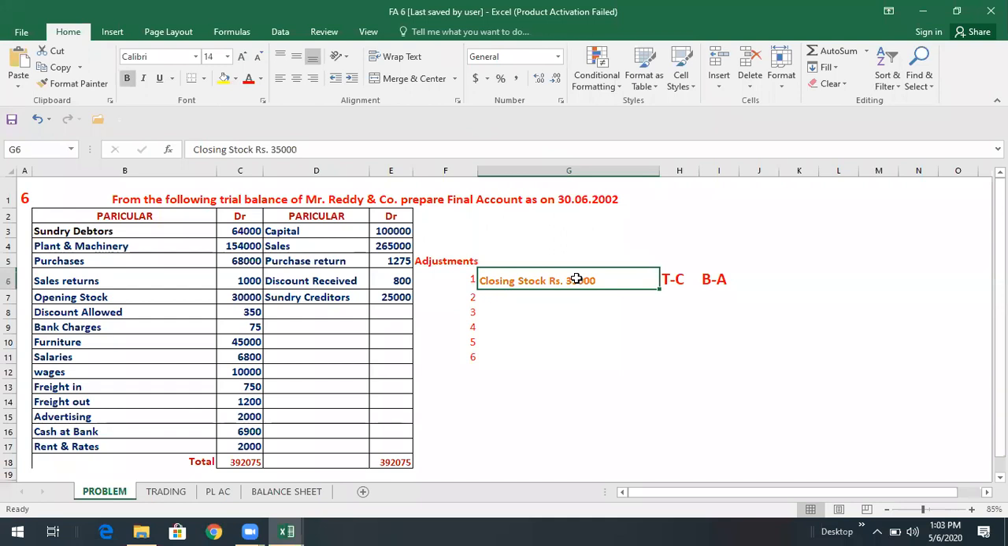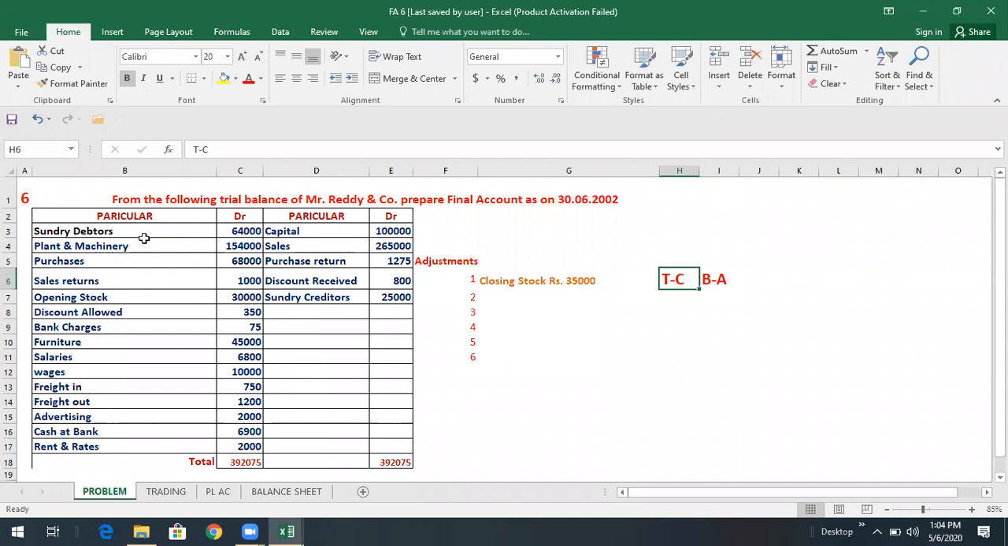So this closing stock adjustment or transaction we enter first in trading account credit side, then balance sheet asset side. So these are the particulars. This is the debit side, this is the credit side. Now I'm going to enter all the transactions in the books of the final account of Mr. Reddy and Company.